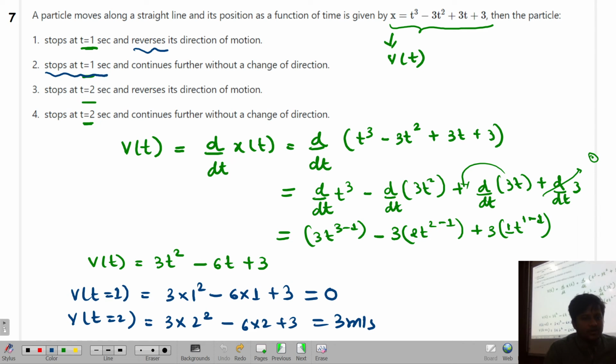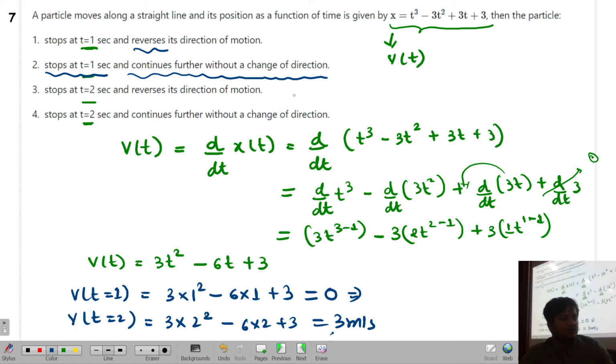So that means what? First the particle stops at t is equal to 1 second. At t equal to 1 second, what is happening? Velocity of the particle is becoming 0. So particle stops at t is equal to 1 second. But at t is equal to 2 second, if you see the velocity, it is again positive. So that means the particle moves without changing its direction of motion. So after t is equal to 1 second, the particle is still moving with increasing velocity without change of direction of motion. So which option is correct? Option B is correct. Yes or no?